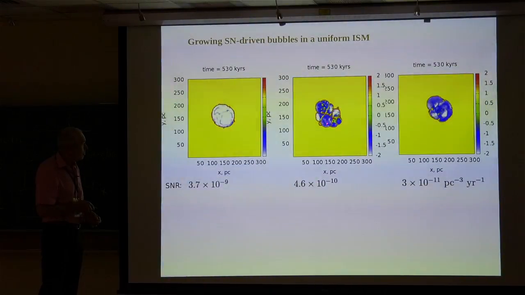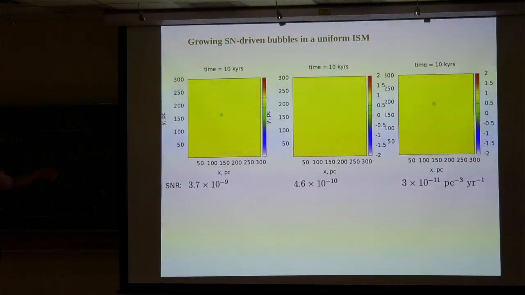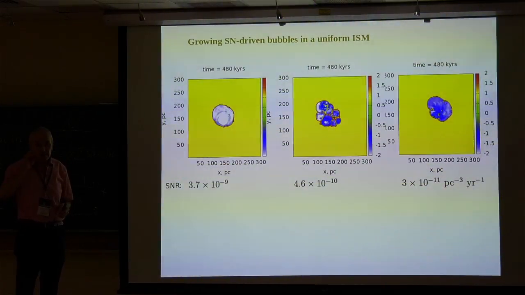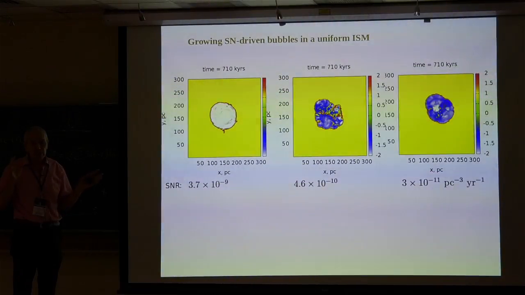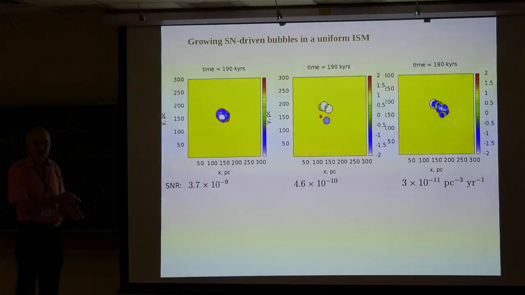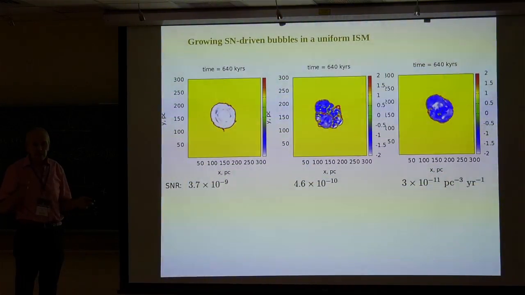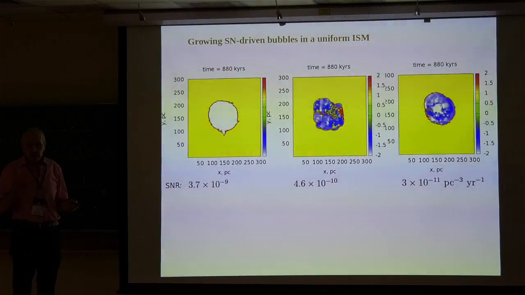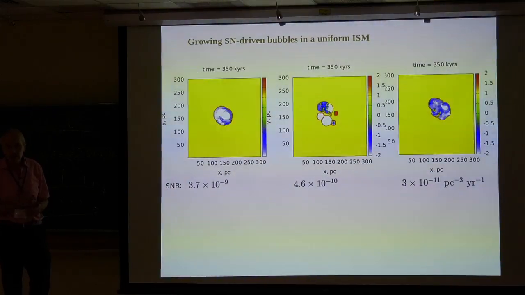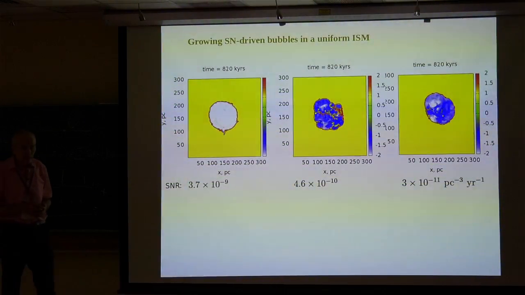Here it's just a random factor. We exploded these supernovae just randomly, and by chance it occurred that this one is more shaped than this one. So this is a somehow unpredictable shape. That is what I mean.